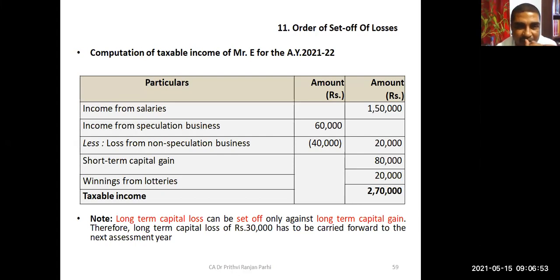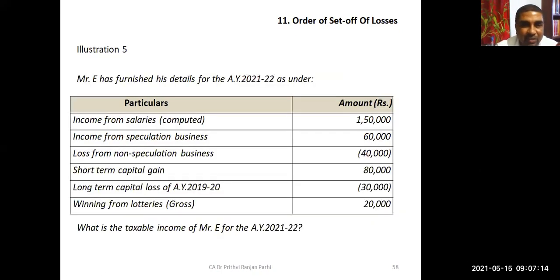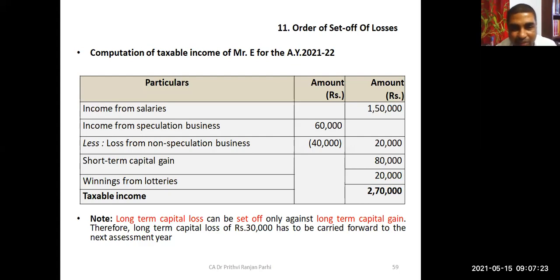Salary income 1,50,000, the entire amount will be considered as taxable income. Speculation business: there is an income of 60,000 and a loss of 40,000, so the remaining 20,000 rupees will be taxable. Short-term capital gain of 80,000 rupees will be taxable. Winnings from lotteries will also be taxable. What we couldn't adjust is the long-term capital loss. There is a loss, but we couldn't set it off because it cannot be set off against any of these incomes which are available.